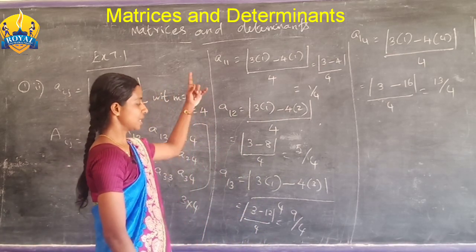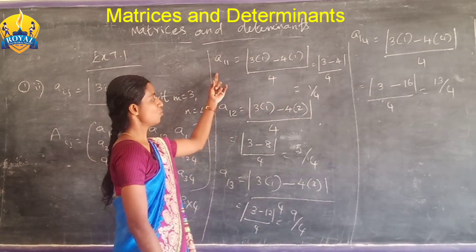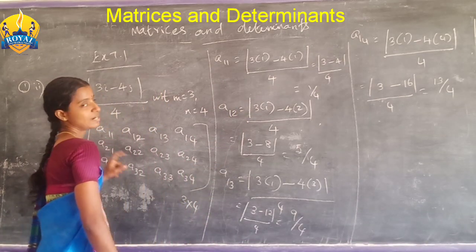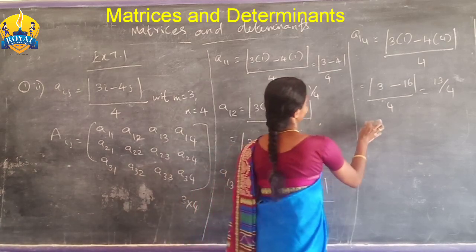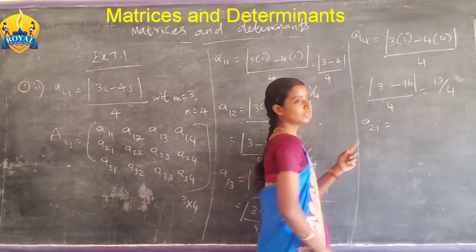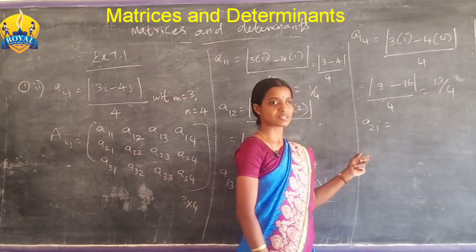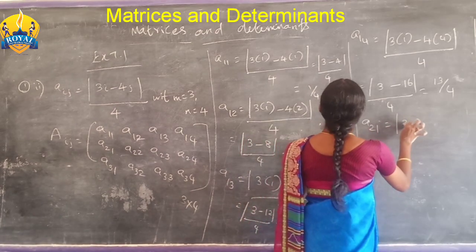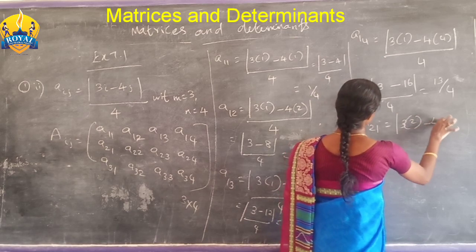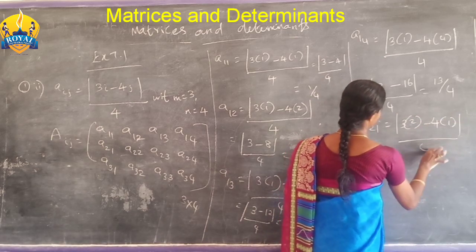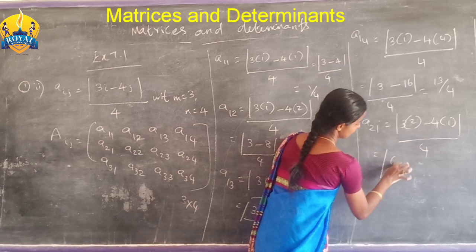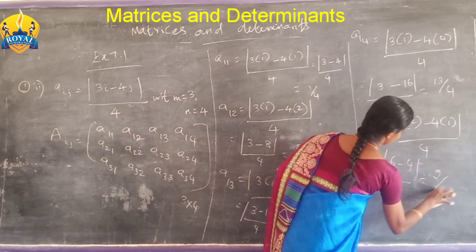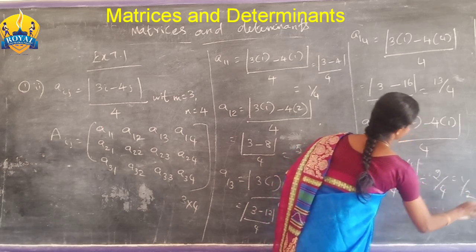Follow, children. So I have completed the first row: A11, A12, A13, A14. Now let us get into the second row. A21. Now here my value of i changes. i is 2, j is 1. So modulus of 3 into 2 minus 4 into 1 by 4. 6 minus 4 by 4. 6 minus 4 is 2. So 2 by 4. I can reduce it to just 1 by 2.